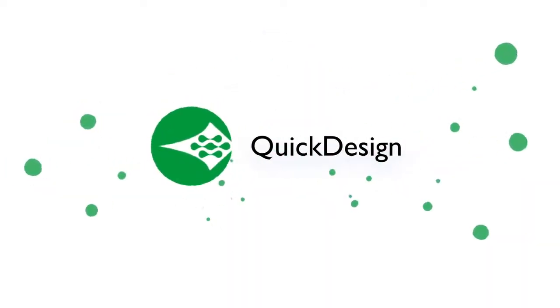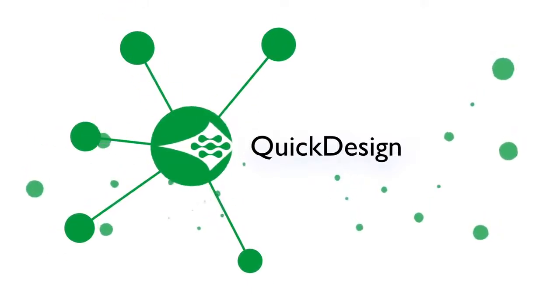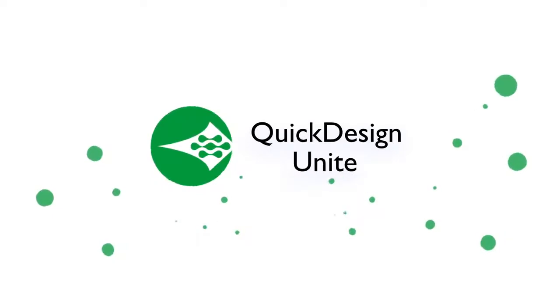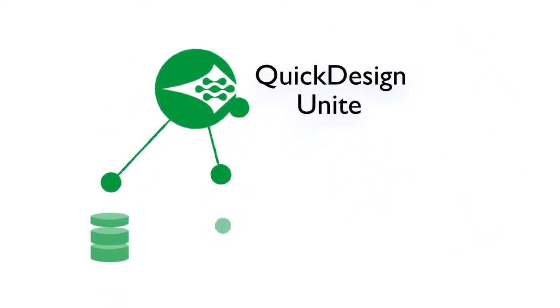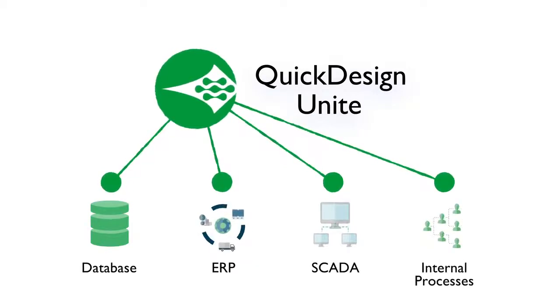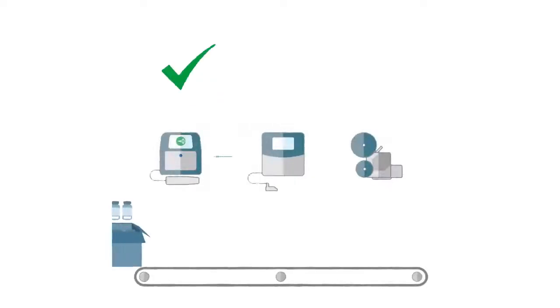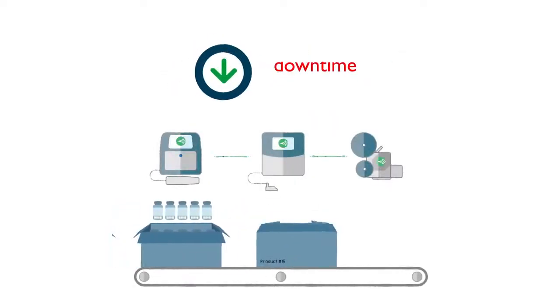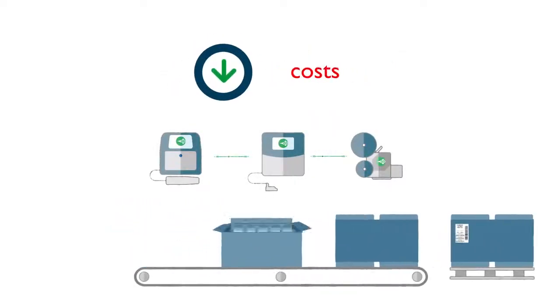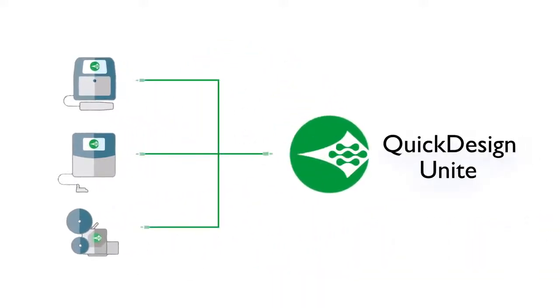Domino's QuickDesign software provides connectivity to a wide range of applications. And combined with QuickDesign Unite, it can be easily incorporated into your database, ERP, SCADA, or internal processes to provide workflow integration and automation, meaning less operator errors, helping decrease downtime and lowering costs, while still maintaining your current processes.